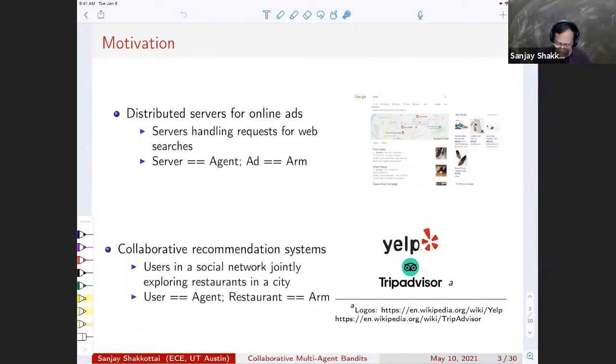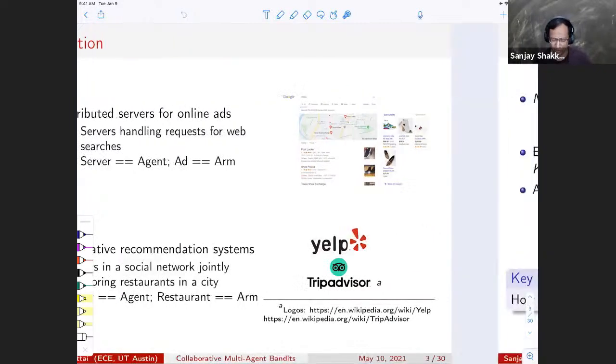In the restaurant situation, similarly, there are a bunch of agents who are sampling restaurants. Potentially multiple people can go to the same restaurant. That's not an issue. And so restaurants would be arms of a bandit. The users are the agents. And you want to collaborate to speed up learning and to get good performance guarantees. We'll talk about regret in a minute. Okay, so this is the motivation for the problems I'm going to be talking about.